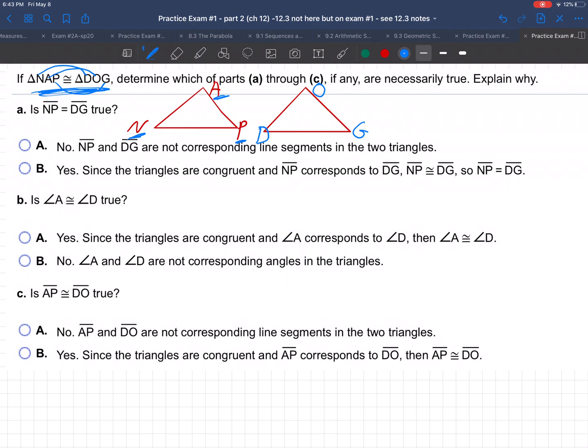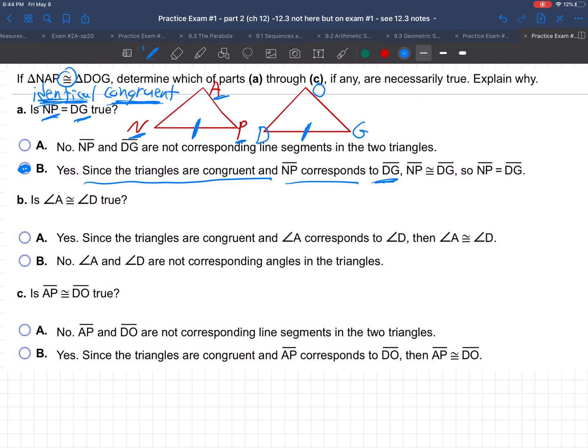Okay, so is it true then that NP equals DG? NP is this one down here. Does that have to equal DG? Yes, they're both in the same spot. So if those two triangles are identical, which is what this is saying, congruent means identical. Let me write that here. This means identical. Congruent. That little equals with the squiggle over it means congruent, which is the same thing as identical. So yeah, if those two triangles are identical, then the bottom of this one is equal in length to the bottom of that one. That's, of course, going to be true. And what's the reason why that's true? Since the triangles are congruent, NP corresponds to DG. So that is the truth there.